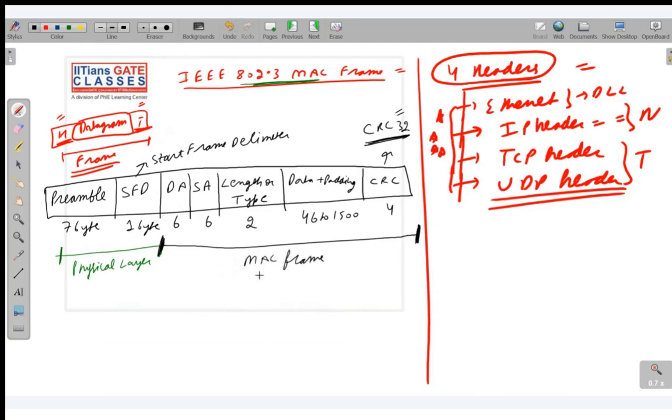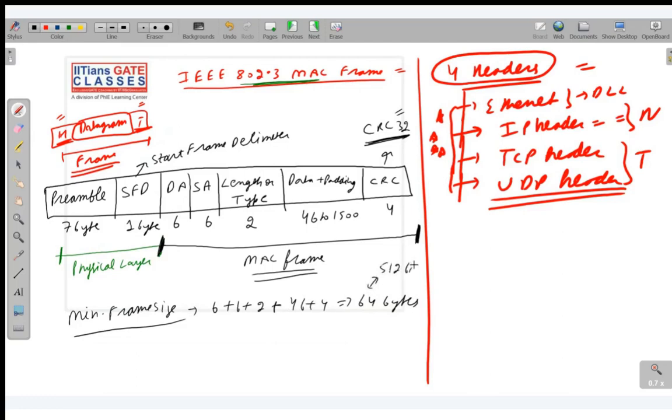So try to answer basic questions. The very first basic question will be minimum frame size. You can answer from here. It will be destination address 6 plus 6 plus 2 plus minimum data 46 plus 4. If you calculate it, it comes out to be 64 bytes, and 512 bits, one and the same thing. They can twist the question, they can ask in bits also, they can ask in bytes also. 64 bytes, 512 bits. Very very important question. Many times this has been asked, sometimes in match the following, sometimes indirectly.